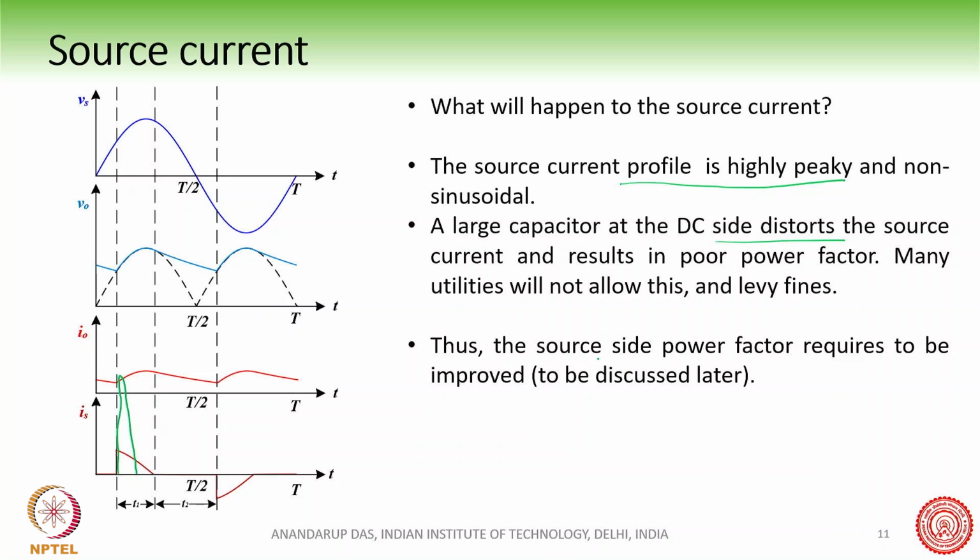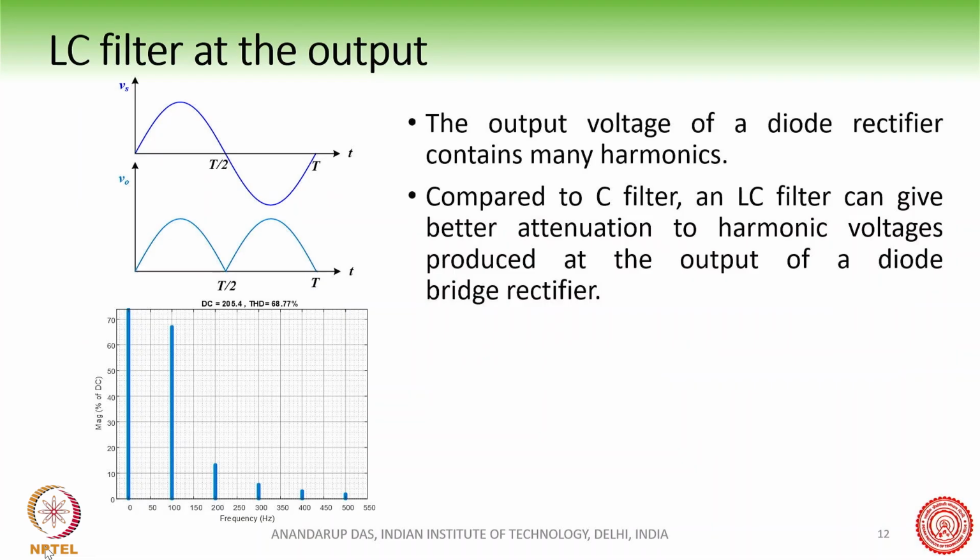So this is a solution. Diode bridge rectifier with capacitor load is a solution, but it is not a very good solution in terms of the input side power quality, which we have to improve as part of the PWM rectifiers. Now, instead of this C filter, it is also possible that we can use an LC filter at the output. This actually improves the performance.